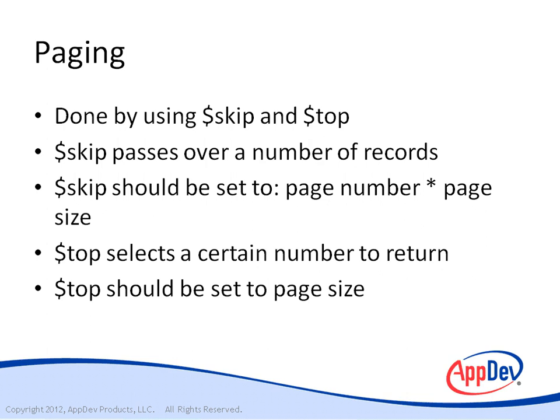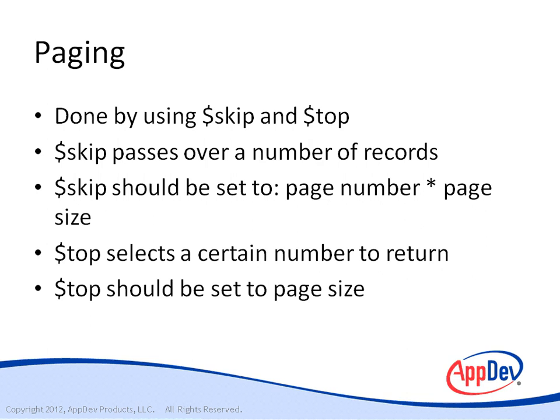So top should be set to my page size. Okay, so for example, for the first page of data, I don't want to skip anything, so skip would be 0, and top would be however many records I wanted to show per page. So let's say that's 10. So I would have skip equals 0, top equals 10. When I go to the next page, then I want skip to equal 10 because I want to bypass those first 10 records and then take the next top 10. So skip equals 10, top equals 10.